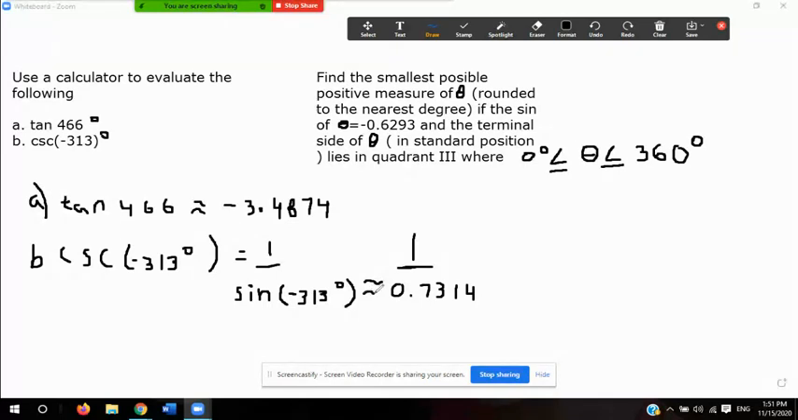So now what I do is I say 1 over that number, and your answer is approximately 1.3673. So the cosecant of negative 313 is approximately 1.3673.